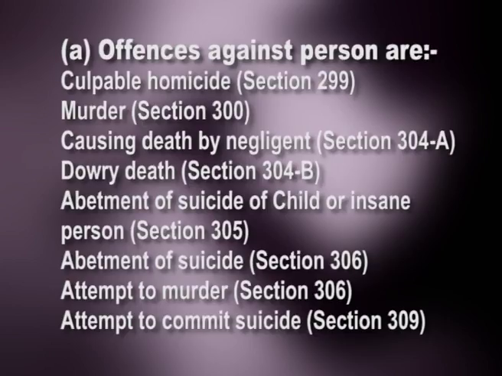Offences against person are culpable homicide, which is section 299 of IPC, murder, section 300 of IPC, causing death by negligence, that is section 304A of IPC, dowry death, section 304B of IPC, abetment of suicide of child or insane person, section 305 of IPC, abetment of suicide, section 306 of IPC, attempt to murder, section 307 of IPC, attempt to commit suicide, section 309 of IPC, etc.